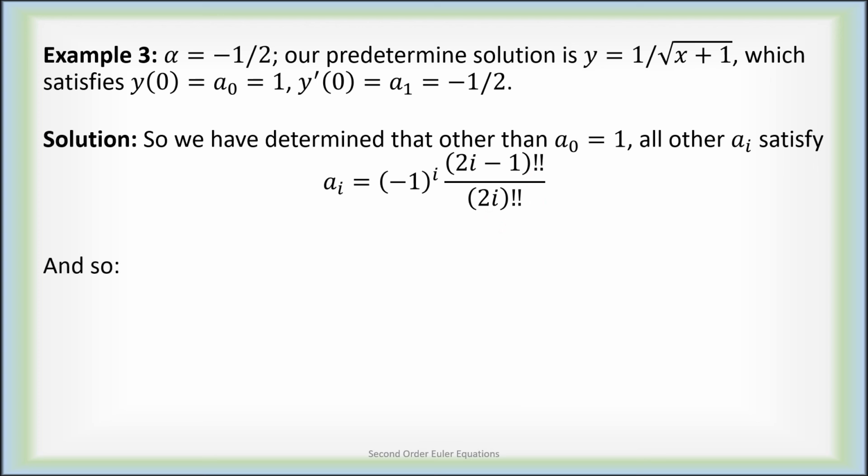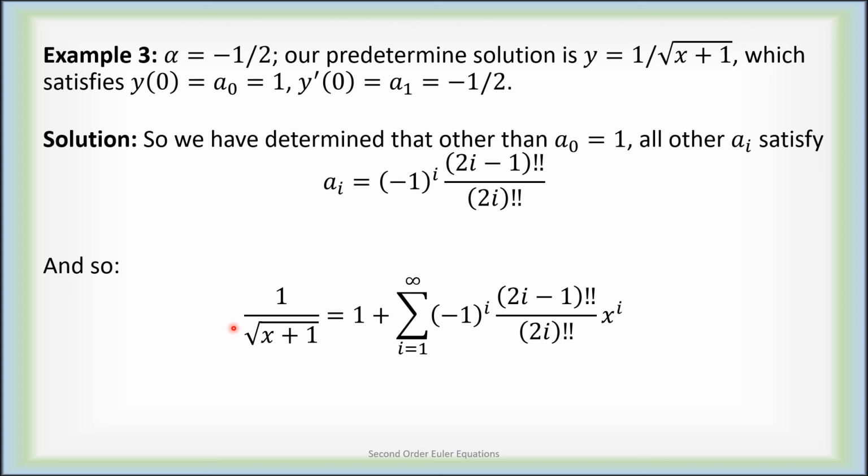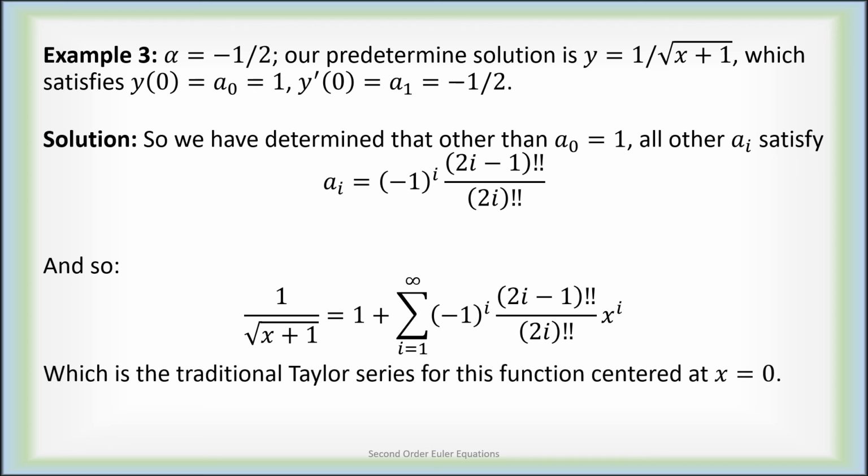Therefore, our known solution of 1 over root x plus 1 can be written as a sub 0 hanging off by itself plus all the other terms beginning at index 1 and going on, a sub i, following the formula that we've proven holds, x to the i. And this is the traditional Taylor series for the function 1 over root x plus 1 centered at x equals 0. So again, using power series techniques, we have shown that a power series representation for a certain power of 1 plus x, specifically 1 plus x to the minus 1/2 power, is exactly the Taylor series that we could have found.